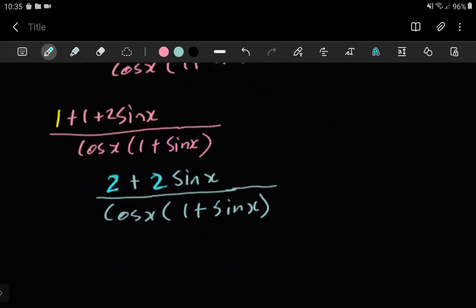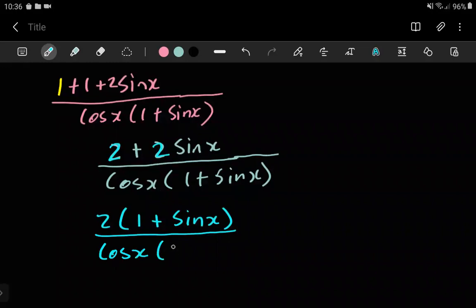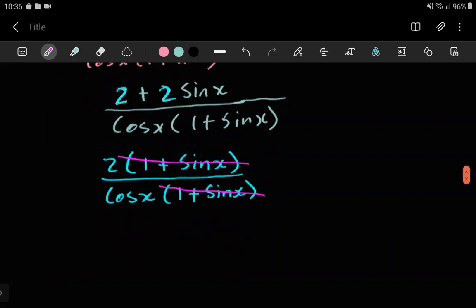If the 2 goes out, we're going to have 1 plus sine x. Down here, this is cos x, 1 plus sine x. And then they cancel out. Then you get 2 over cos x. This cancels this, which is just going to be 2 over cos x. That makes sense.